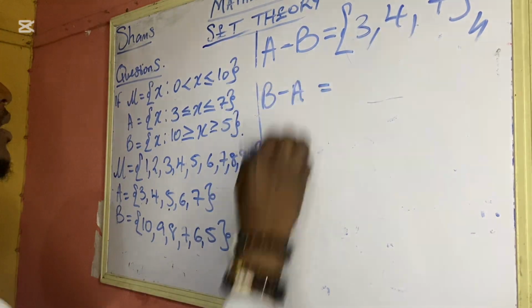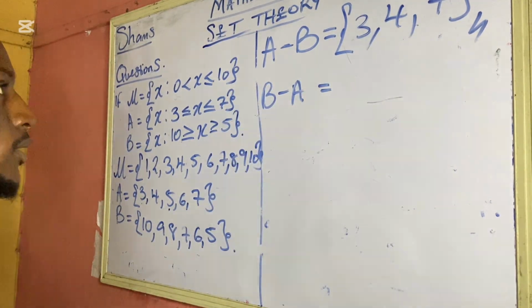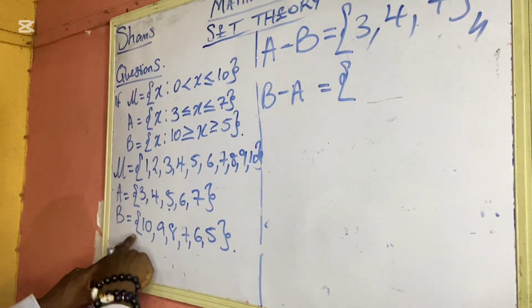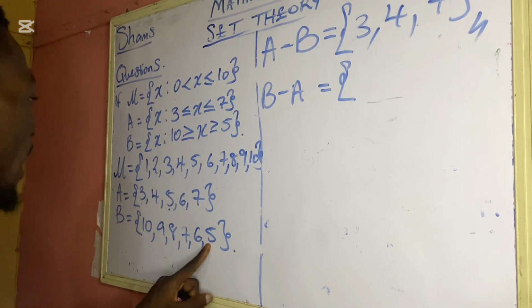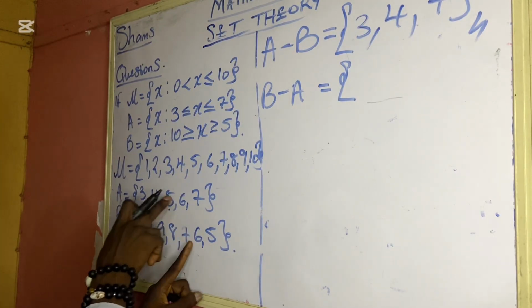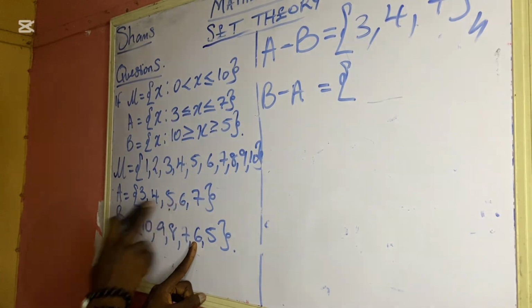Note, B minus A is not the same thing as A minus B. B minus A now will be what? Elements I can find in B but not in A. Now let's check. We have 5. There is 5. We have 6. There is 6. We have 7. There is 7.